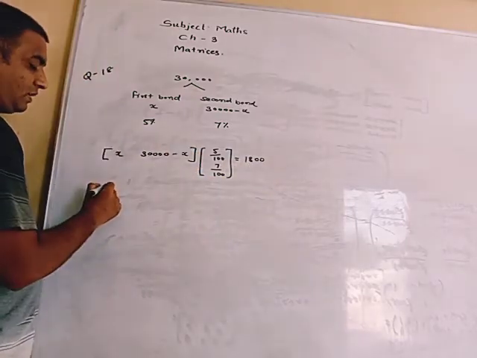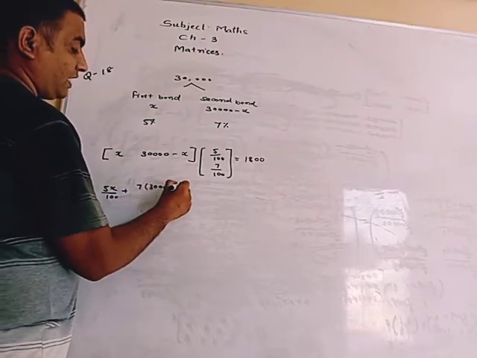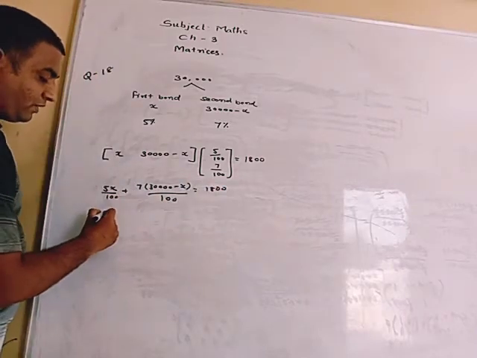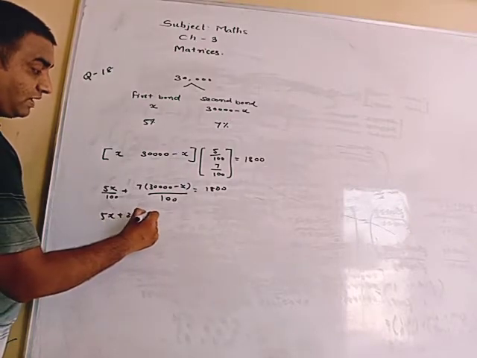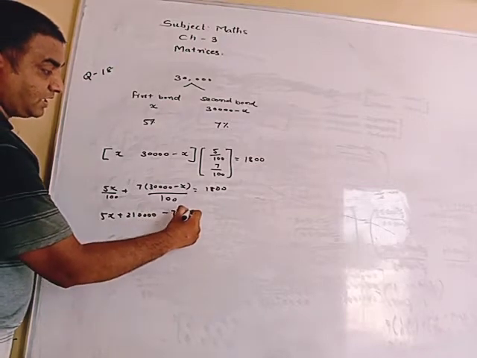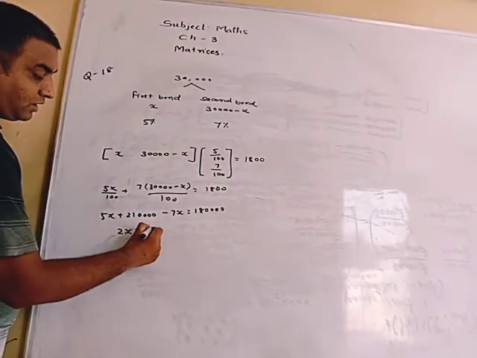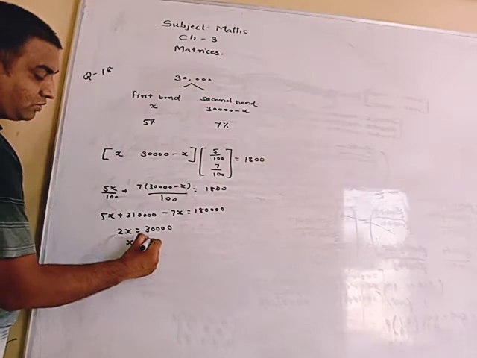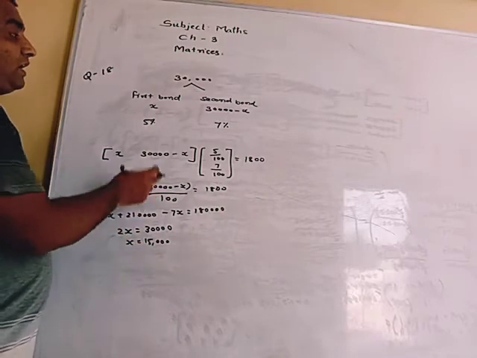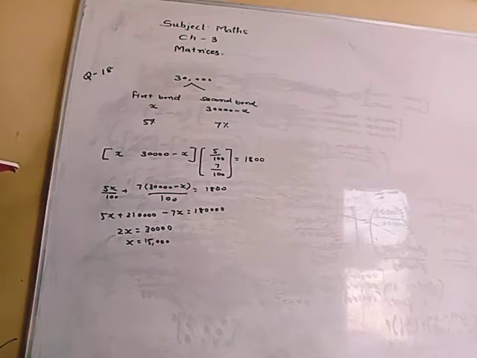So we take the matrix multiplication: 5x by 100 plus 7 into 30,000 minus X by 100 equals 1,800. Simplifying, 5x plus 2,10,000 minus 7x equals 1,80,000. So 2x equals 30,000, and x equals 15,000. So to get interest of 1,800, they have to invest 15,000 in the first bond, and the second one also 15,000.